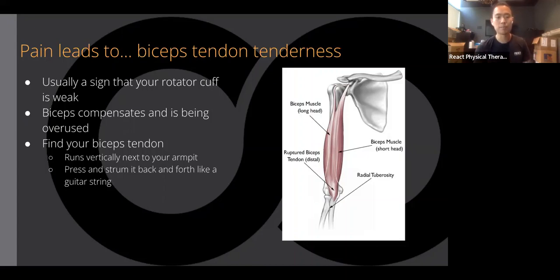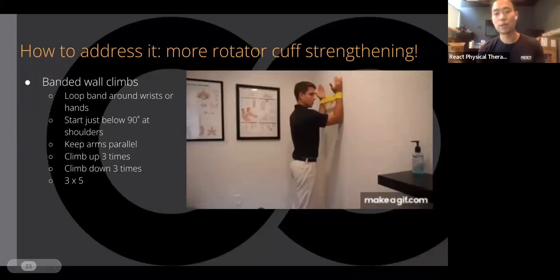So if you find your biceps tendon, it's usually like a guitar string. It runs vertically, kind of next to your armpit. You can strum it back and forth, and it might be tender. Mine's a little tender. My left one is worse. I do have a shoulder injury. All right, so it's a sign that your rotator cuff is weak. So we want to do more rotator cuff strengthening.